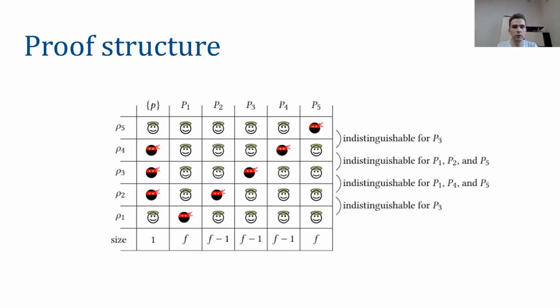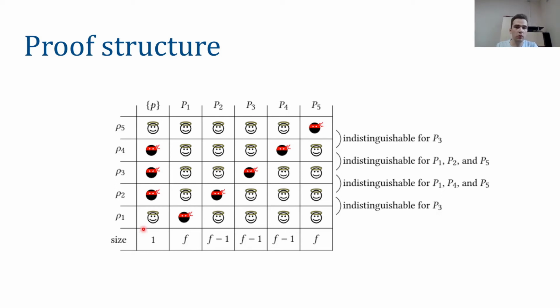We use this notion of an influential process to prove the lower bound by contradiction. We split all processes into 6 groups. The first group is just the influential process P. Groups P1 and P5 contain F processes each. Groups P2, P3, and P4 contain F-1 processes each. The total number of processes is 5F-2 because we want to prove that there is no fast Byzantine consensus algorithm that can operate on 5F-2 processes.